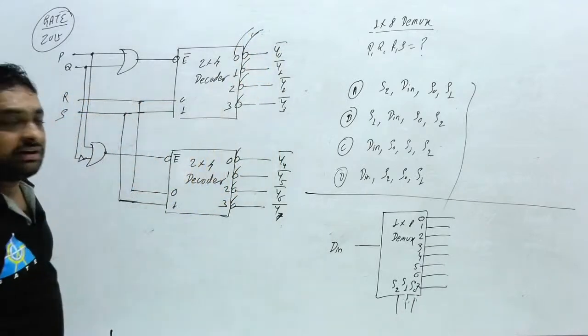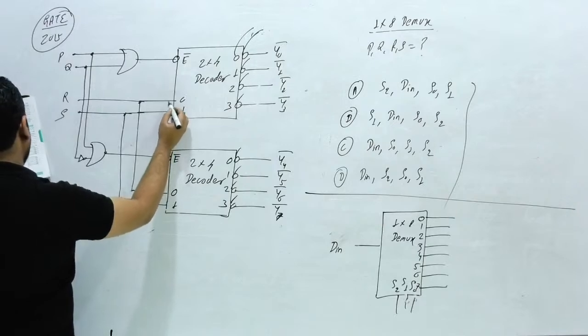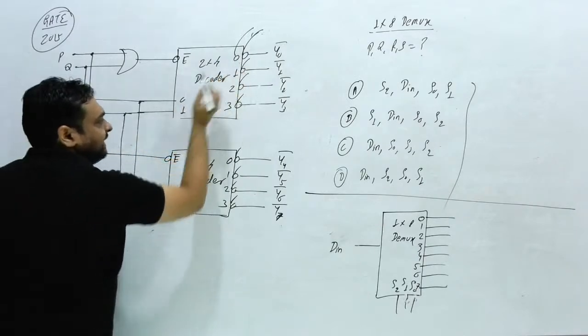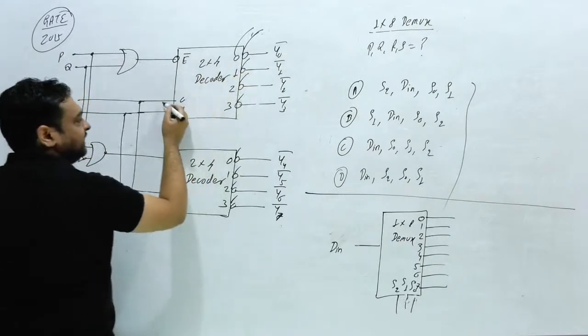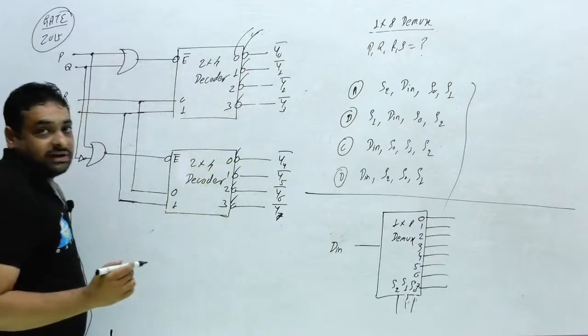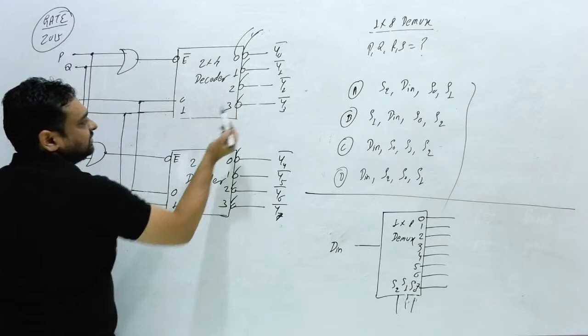When you will get output here, when this will be 0, 0, when this will be 0, 0. When this is 0, 0, this will be activated. 0, 1, this will be activated. 1, 0, this will be activated. 1, 1, this will be activated. For 0, 0, this will be activated, 0, 1, this, 1, 0, this and 1, 1, this.